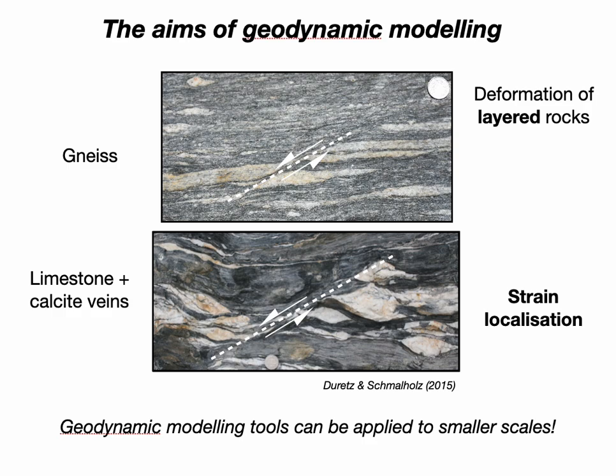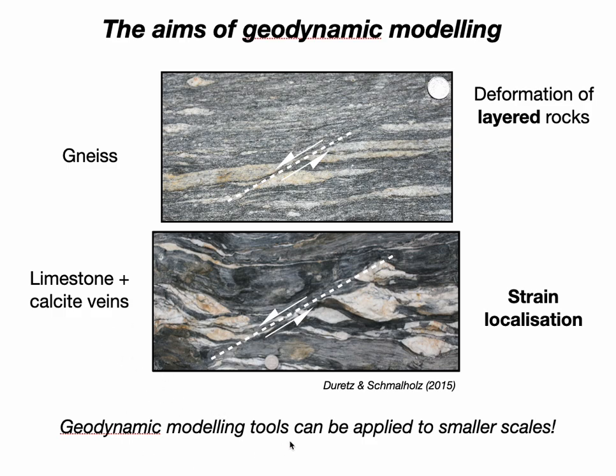So in this picture, you see two types of structures observed in rocks. You have a gneiss at the top, and in this gneiss, you see a shear zone. So it's an extensional shear zone. This is moving down, this part is moving up. And below you see the same type of shear zone, but developed in the limestone and calcite veins alternance. Both of these examples are layered and they show strain localization under extension.